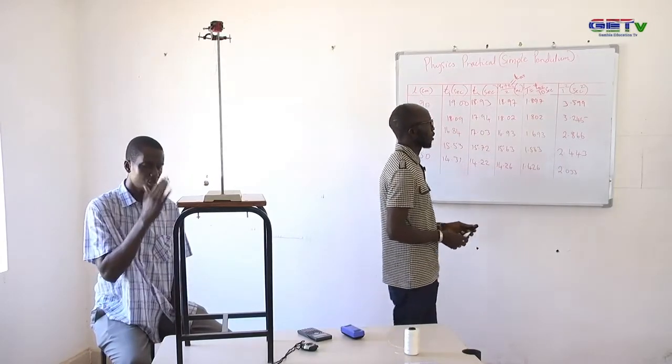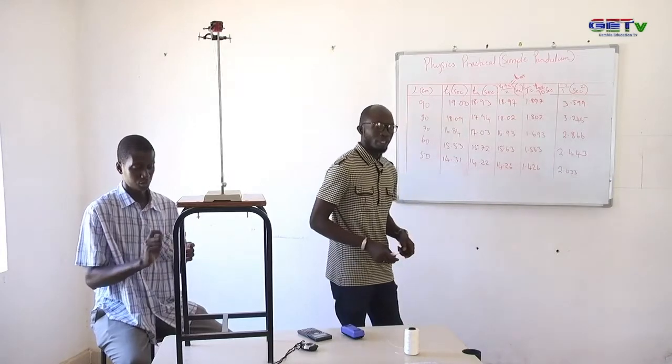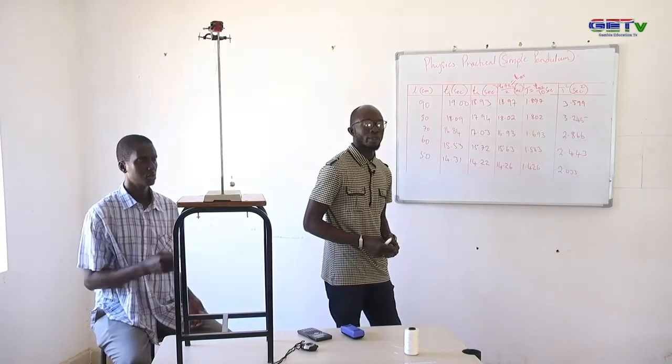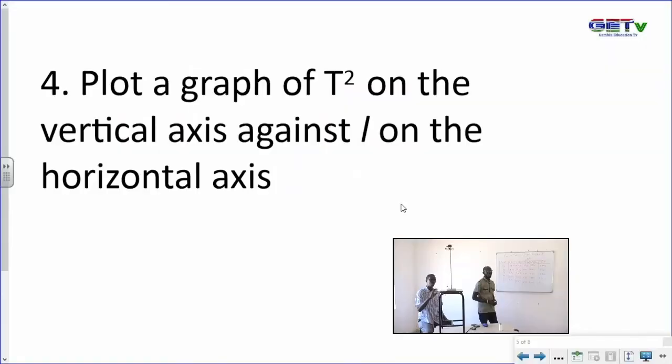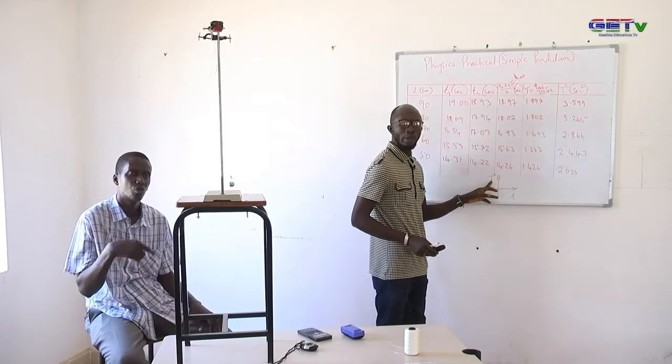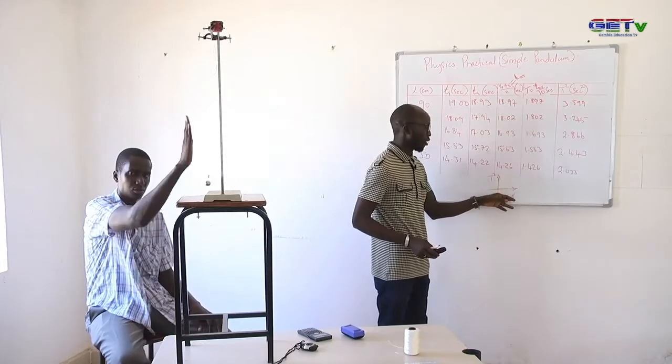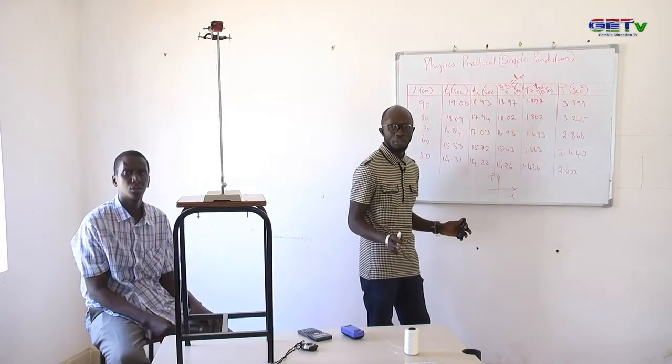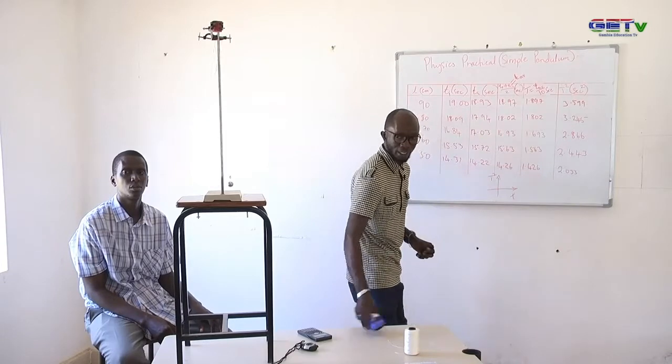Tabulate your readings, always. So the next thing says, plot a graph of t squared on the vertical axis against L on the horizontal axis. Now, if you have your graph like this, L is going to be here. What students normally do is they just put t squared on the vertical axis and L on the horizontal axis, and they forget the rest, right? Which is not really okay.